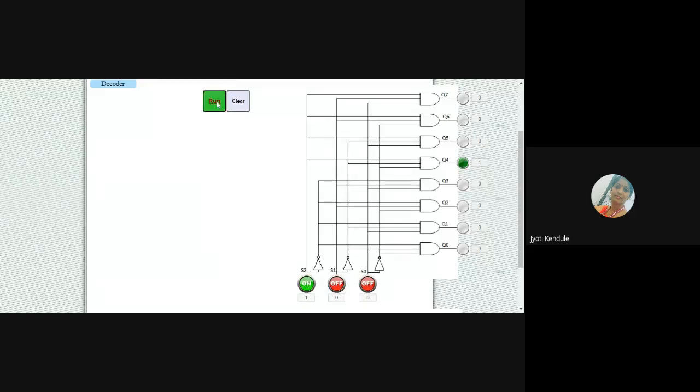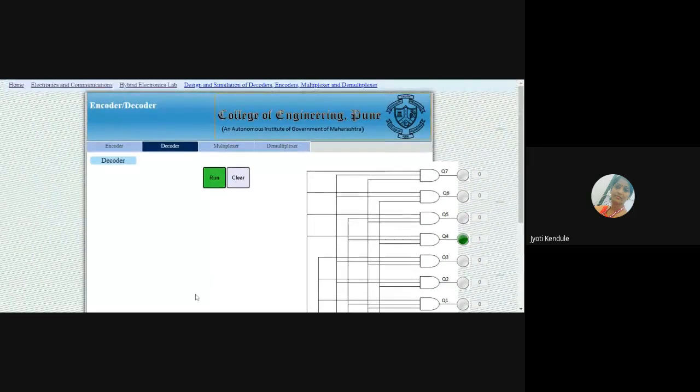Clear this. 1 0 0, run. It will select the fourth number line. The decimal of 1 0 0 is 4, so it will glow Q4. This is the encoder and the decoder. In this way, we discussed today the half adder, full adder, half subtractor, full subtractor, encoder and the decoder.